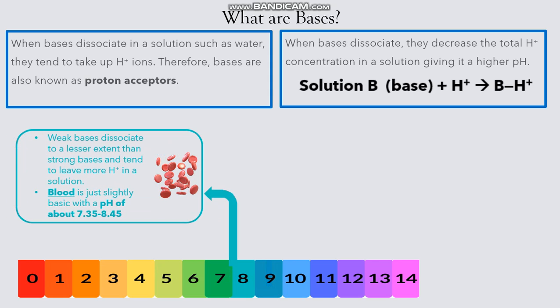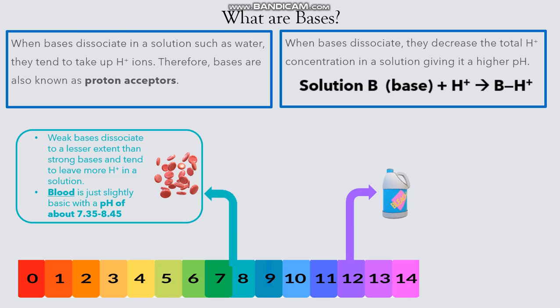Weak bases dissociate to a lesser extent than stronger bases, and tend to leave more hydrogen ions in the solution. Blood is a good example of a weak base because it has a pH of about 7.35 to 8.45.